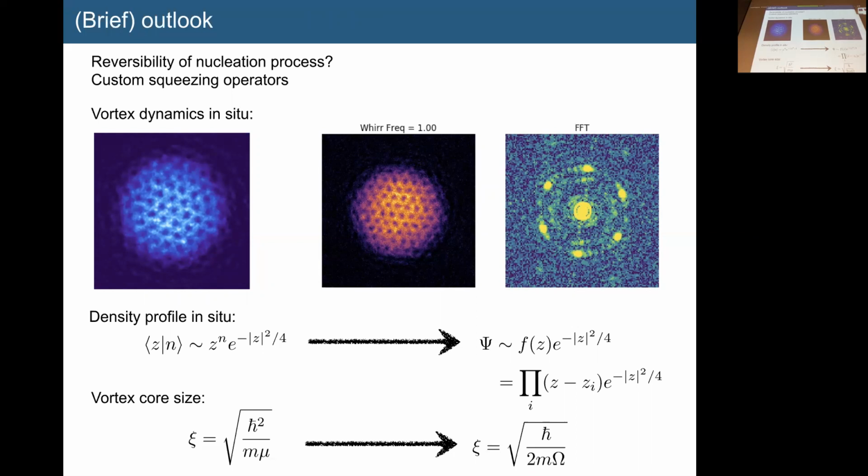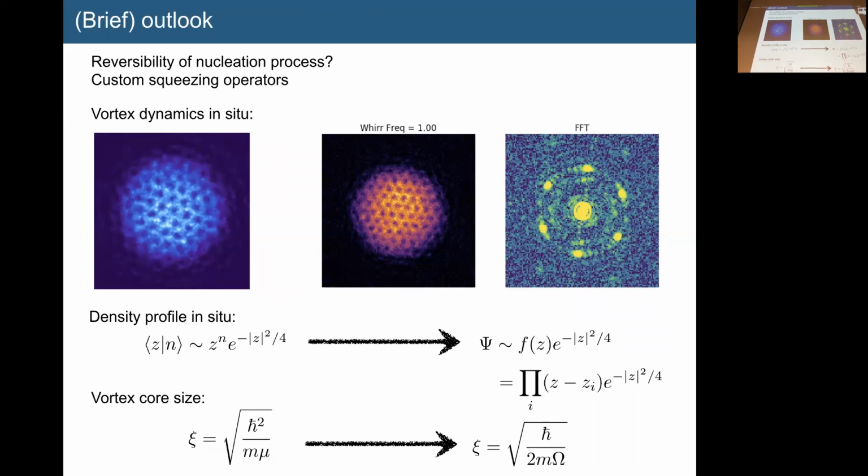And once you've cast things in the language of this optics and these various squeezing operators, one could also imagine sculpting custom squeezing operators. So can we send in nicely crafted optical potentials, which maybe imprint desired flow patterns on the condensate? Well, of course, we now have this tool of being able to image these vortices in situ. That, of course, lends itself to a whole host of different experiments.